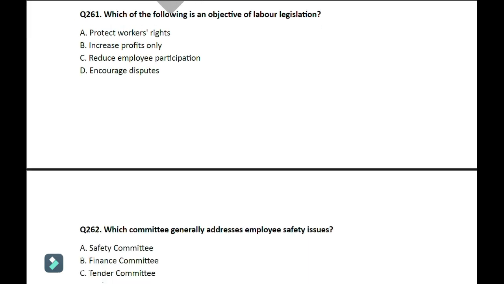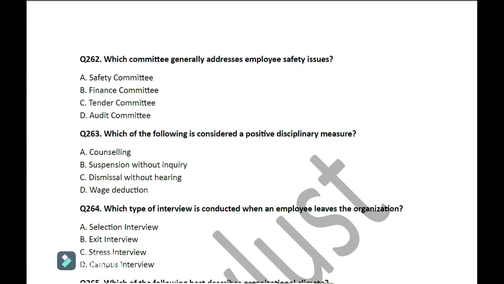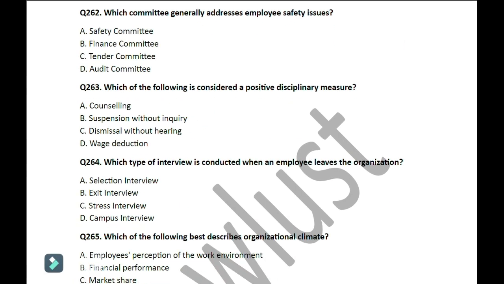Move on to the next question, question number 261. Which of the following is an objective of labor legislation? So here the correct answer is protect workers' rights. Move on to the next question, question number 262. Which committee generally addresses employee safety issues? So here the correct answer is safety committee.